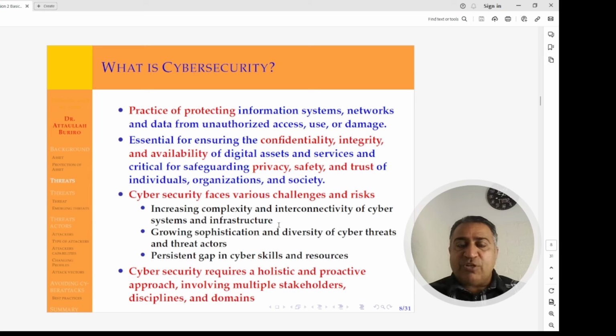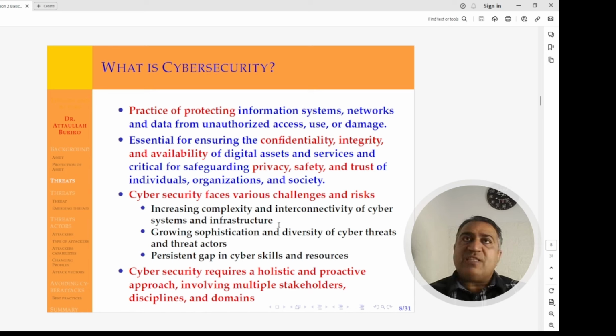Now, cybersecurity works on three basic principles: confidentiality, integrity, and availability. We will talk about these concepts in the next slide as well. So, cybersecurity is extremely essential by providing these three measures: confidentiality, integrity, and availability of digital assets. It ensures that we safeguard privacy, safety, and trust of individuals.